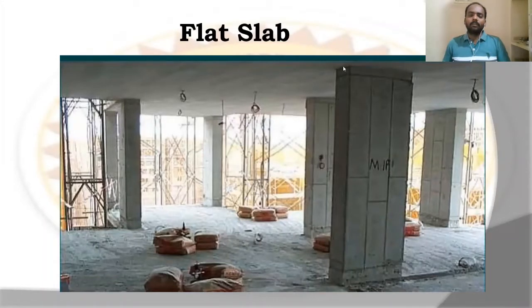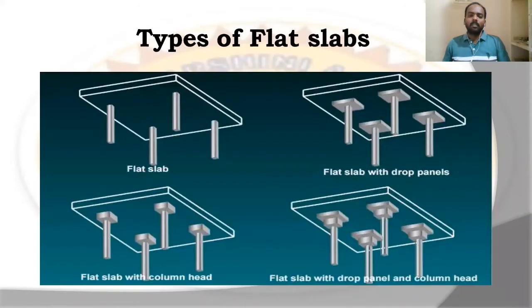So here there is no beam. Only slab is connected with the column. That means column is directly connected with the slab. So this is the flat slab diagram. Just see the component parts here. There is no beam at all. Only column and slab is there. Such type of slabs is called flat slabs. Coming to types of flat slabs.